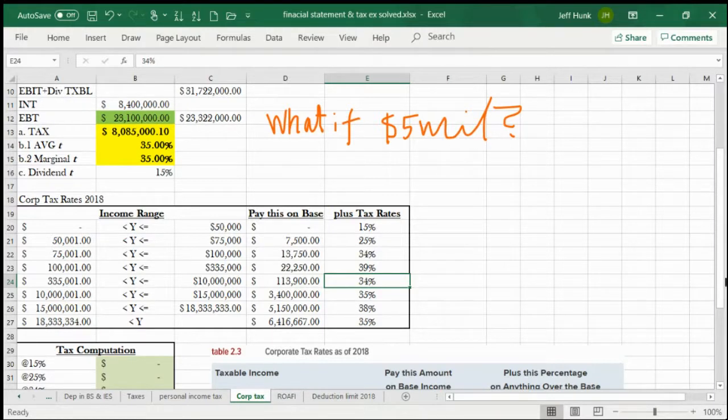But because we're doing it in Excel, our point is we want to make Excel automatically do that. We'll have to compare this taxable income against every bracket, and it should automatically determine whether it belongs to this bracket, or this bracket, or this bracket. So we're going to do that in the next video.